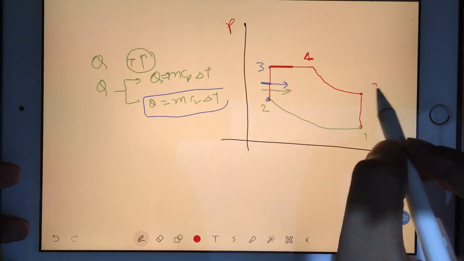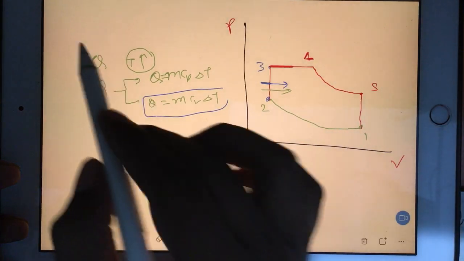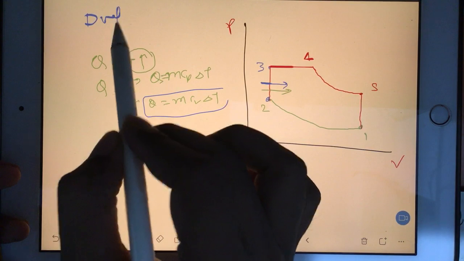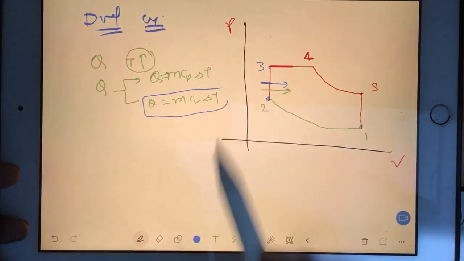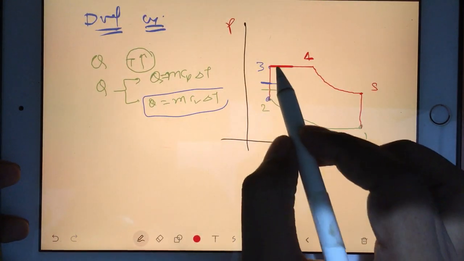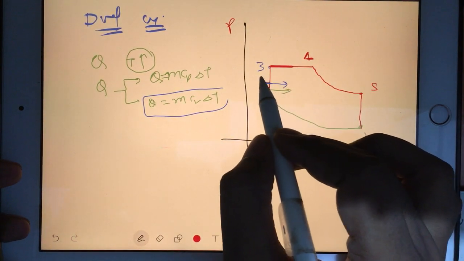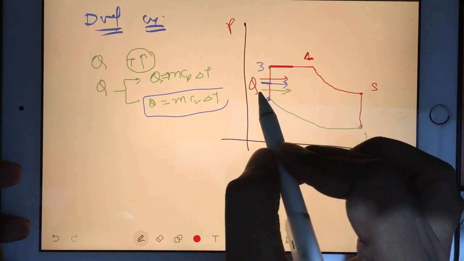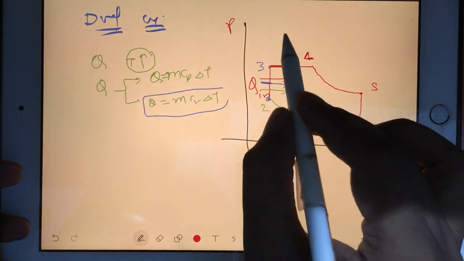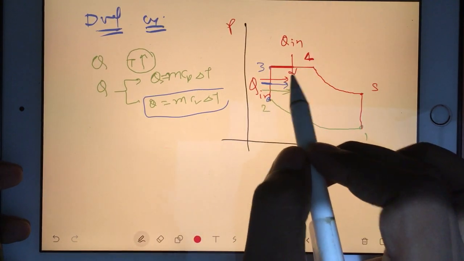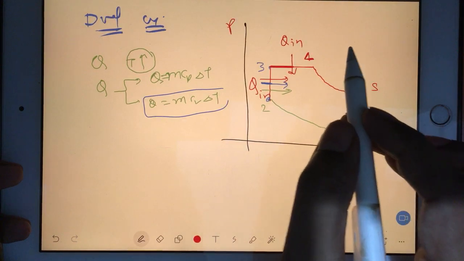So 1, 2, 3, 4, 5 you can say. Now we are dealing with the dual cycle. Why is the name dual cycle? Because it is a combination of the Otto cycle and the diesel cycle. Here at constant volume you are adding heat Q in, and here again you are adding heat at constant pressure. At both constant pressure and constant volume we are adding heat.